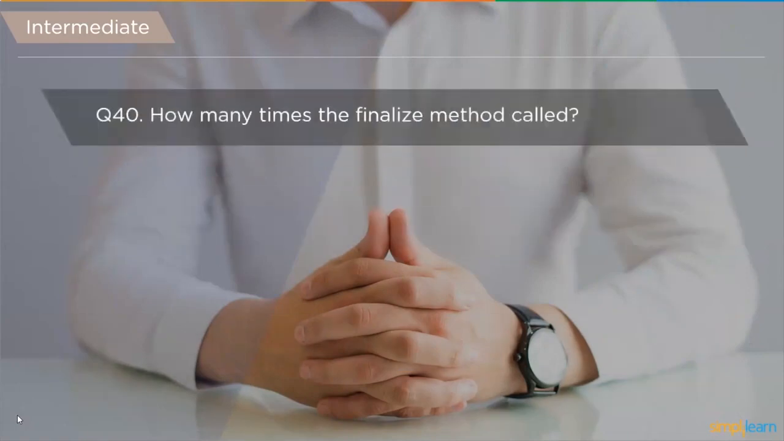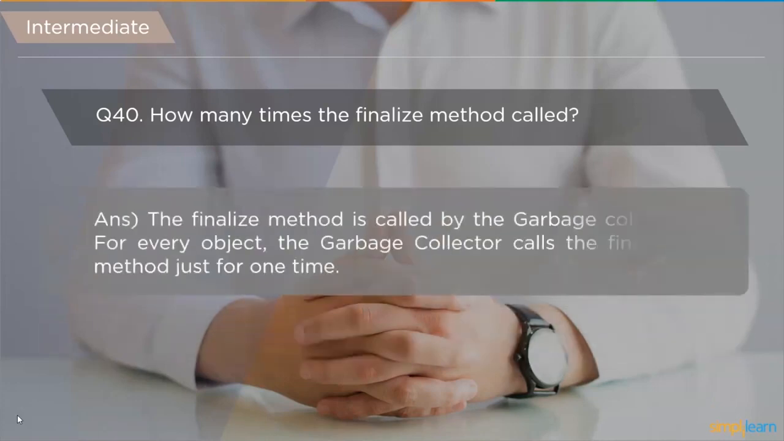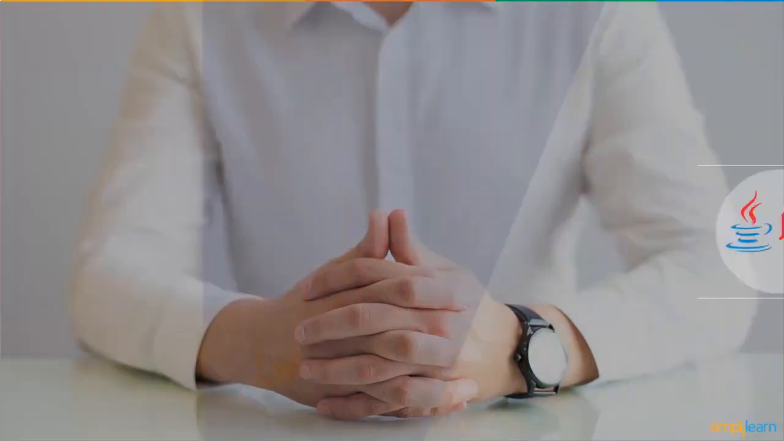Now the last question in the intermediate section is, how many times is the finalize method called? So the answer for this question is, the finalize method is called by the garbage collector. So for every object, the garbage collector calls the finalize method just once. Now with this, let's enter the advanced segment of interview questions based on Java.